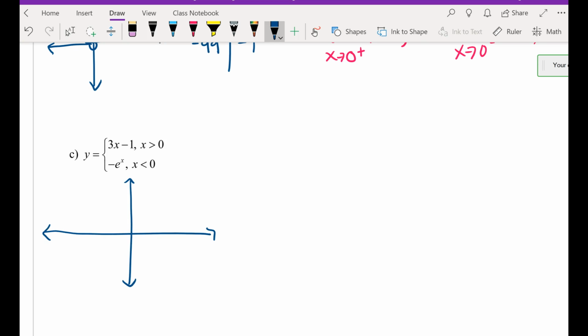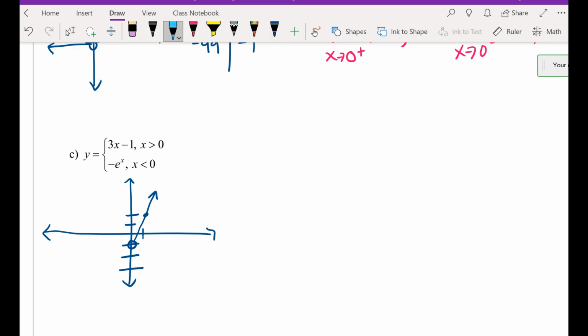I'm going to start with 0, okay? And then I'm going to have an open circle at 0. 0 times 3 minus 1, what would that be? Negative 1. And then it says greater than 0, so I'm going to pick 1. 1 times 3 minus 1? 2. And then that's a straight line, yes or no?